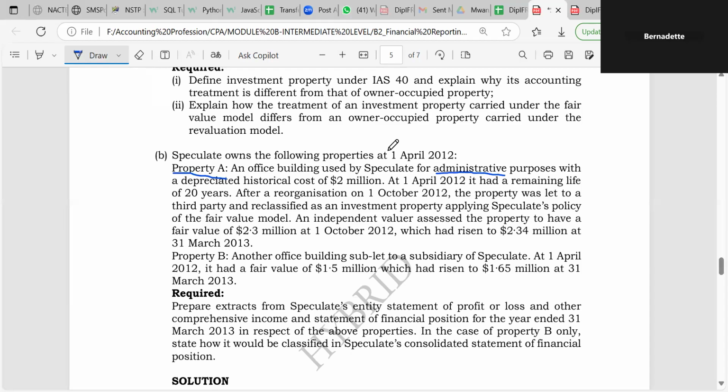Year, it was PPE. Six months into the year, it changed to investment property and it stayed the same until the end of that particular year, right? Yes, that's fine. And then you go to property B.